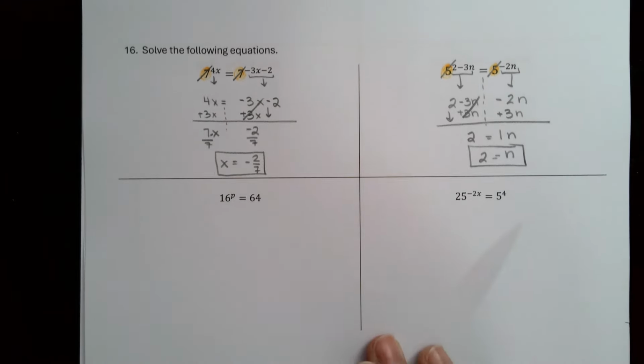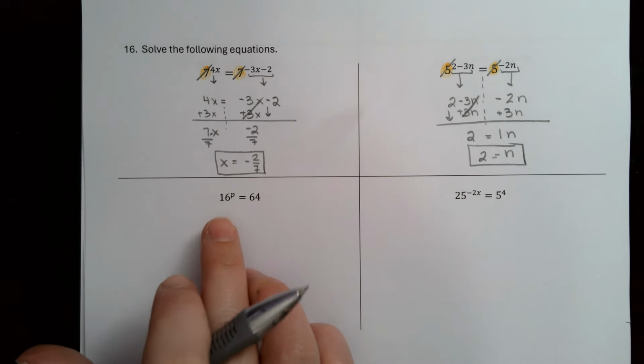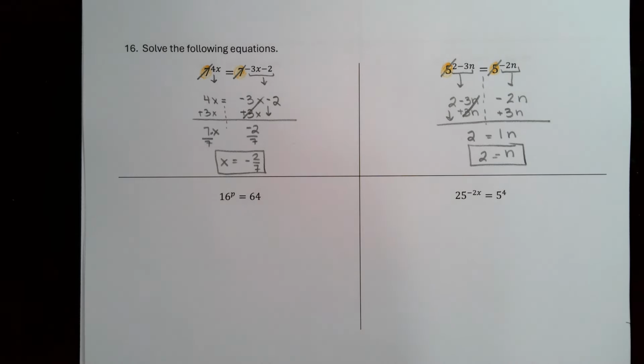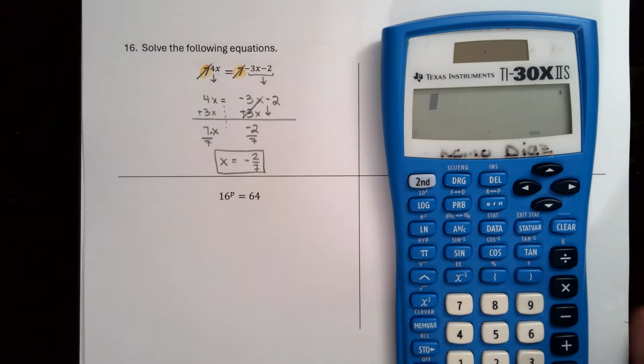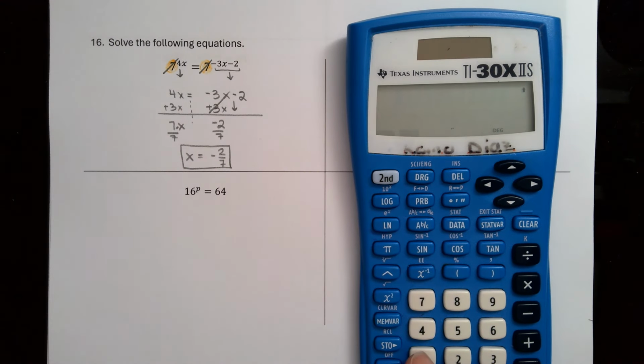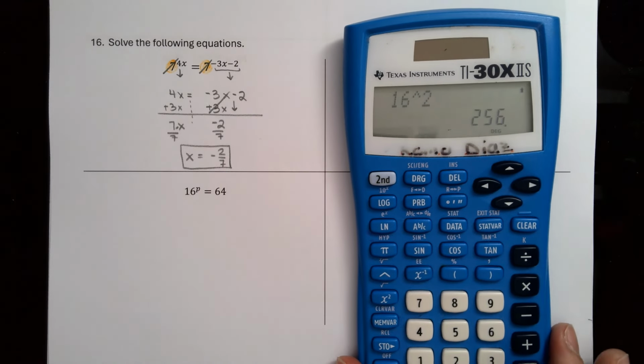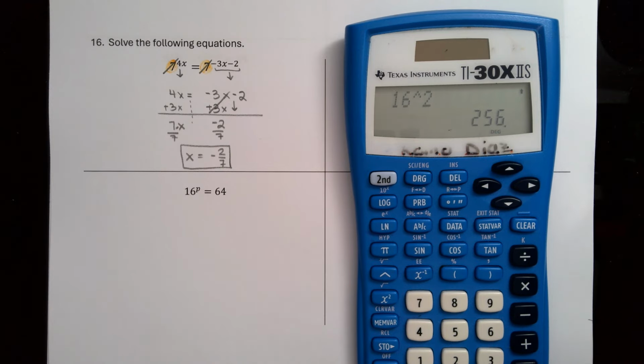Now this one's a little bit different. This one here is not 1-to-1 yet. We have to change it. So notice we have a base of 16 and a base of 64. We have to convert this 64 into a base of 16 if possible. If I do 16 caret 2, that gives me 256, which is, again, too big. You can't get a 64 out of 256.